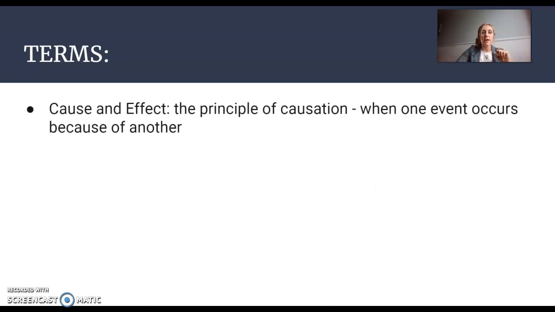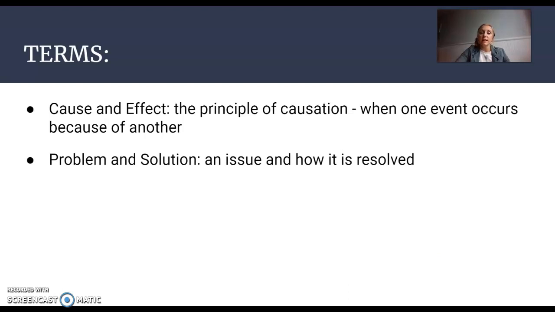Our second way is cause and effect. The principle of causation, when one event occurs because of another. We could talk about the coronavirus here. If you read about the coronavirus and how it hit the United States, that would be something that happened, a cause, right? The effect would be that all of us had to start going to school online. People were working online, that we couldn't go to the stores without masks and gloves. Those would be some of the effects. All right.